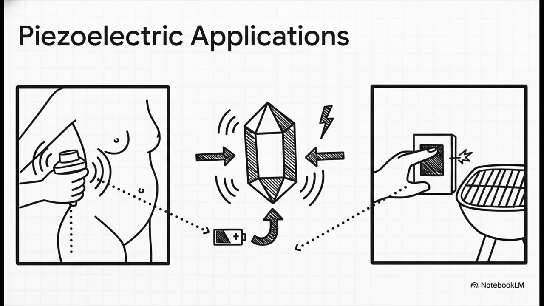Remember that medical sonogram from the beginning? That's it. The little wand uses electricity to change shape, sending out a sound wave. Then, when the echo comes back and squeezes it, it creates an electric signal that makes the image. But it's also in something super simple, like the push-button starter on your barbecue grill. That click? That's you squeezing a crystal to make a spark.